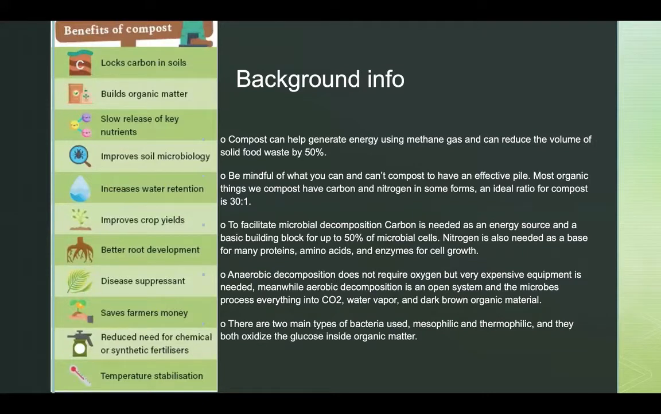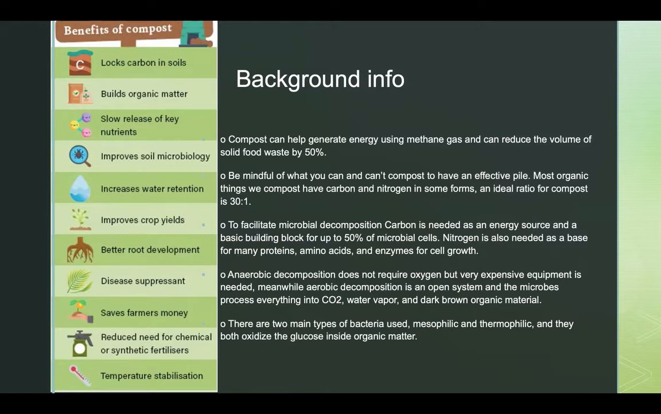In most organic things we compost, they both have carbon and nitrogen, and the ideal ratio for these is 30 parts of carbon to 1 part of nitrogen. In order to facilitate microbial decomposition, carbon and nitrogen are needed to create microbial cells and their proteins.